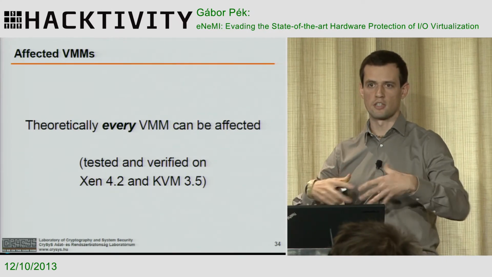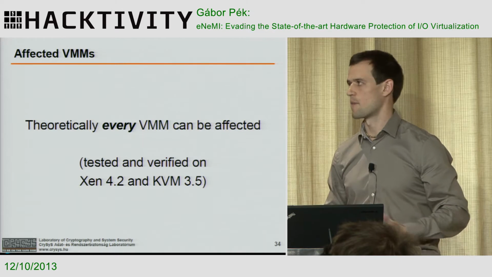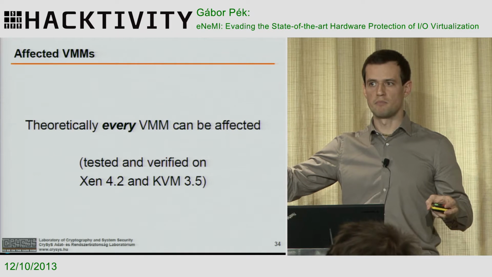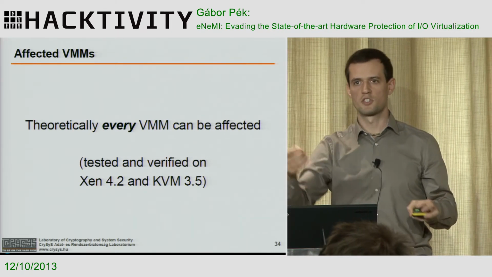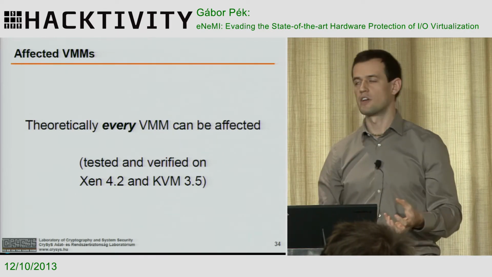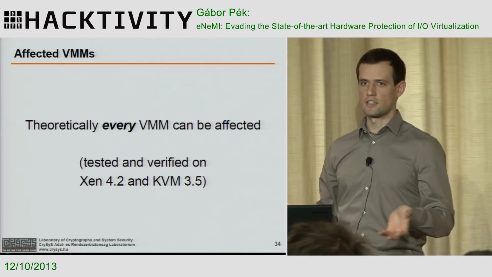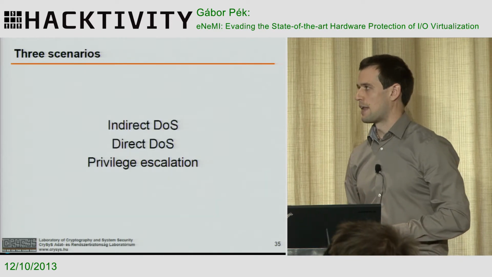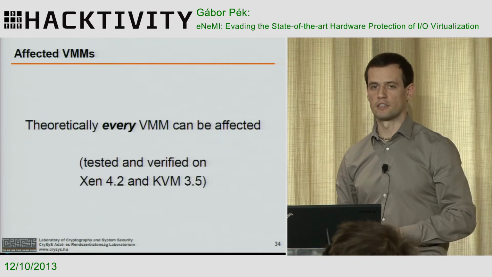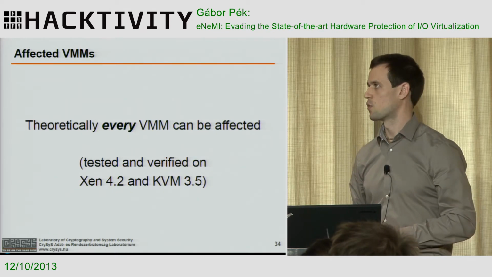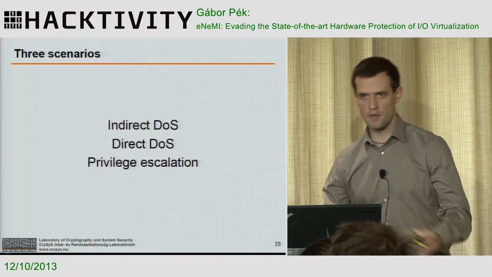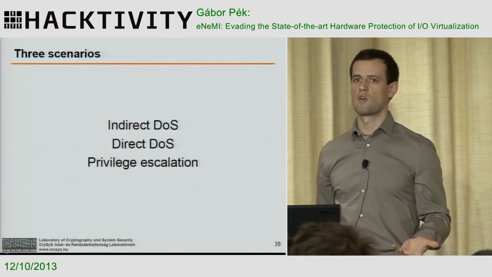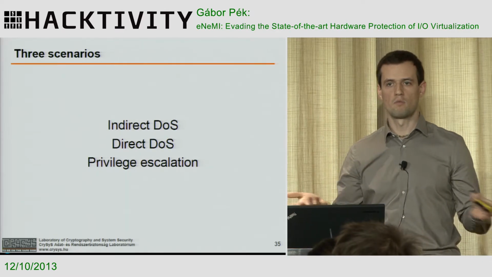So VMMs, I put VMMs because this is more general than a hypervisor. So theoretically, every VMM can be affected because this is not something that belongs to the software. It's more of a hardware level issue. The attack is tested and verified on KVM and Xen, so for sure it works there. But it can happen that other VMMs are also affected. So why not? So what is the impact of this thing? We saw that we can do something that evades all the available mechanisms. And so what is the impact?